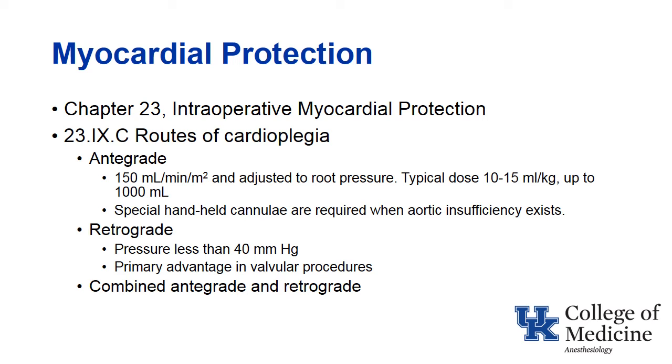As mentioned earlier, retrograde cardioplegia has been around for a number of years, and the pressure which is recommended is fairly low, in the order of 40 millimeters of mercury, and it is stated that its primary advantage is in valvular procedures. However, certain surgeons will use retrograde cardioplegia with coronary revascularization, and both kinds of delivery, antegrade and retrograde, can be combined in a given patient.